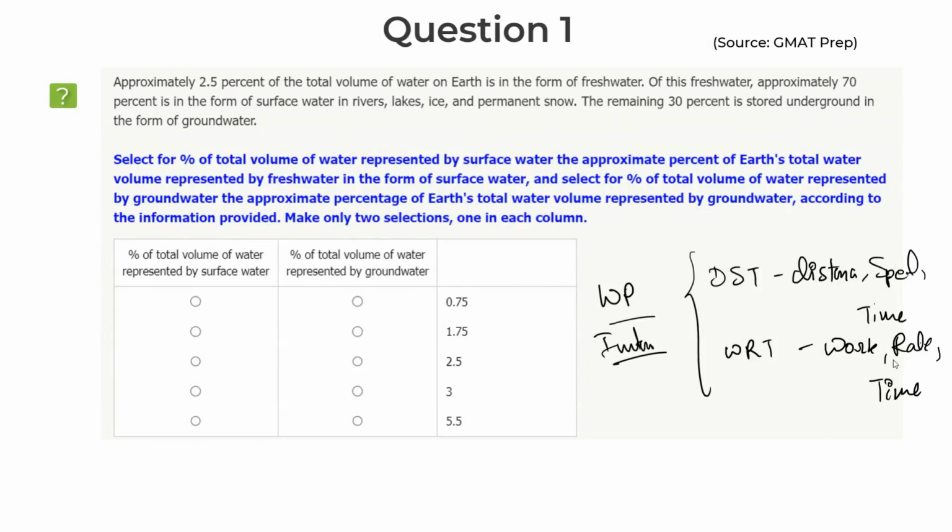Will it be a mix of verbal and quant in DI? Yes, 90% of DI will be quant based, but there will be some questions that will require your critical reasoning skills as well, CR skills.